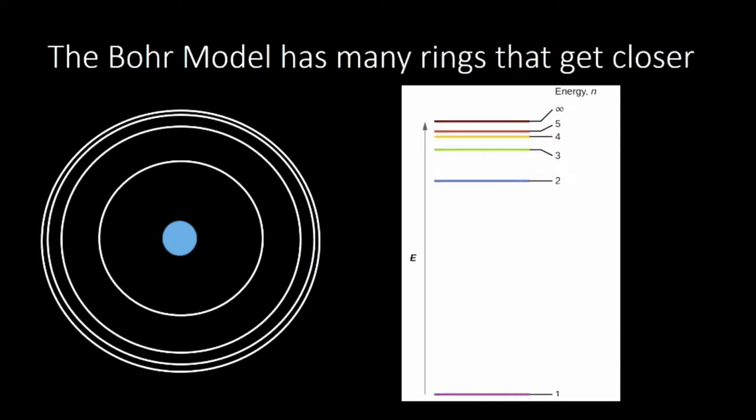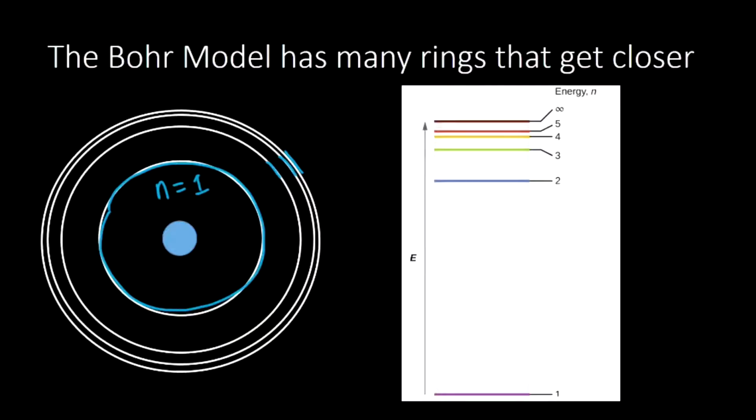Remember that the Bohr model of the atom tells us our electrons are in fixed rings around the nucleus. That's what we see right here. And we give each of those rings a number to name it. So that's the n equals 1 level. Those rings get closer and closer together as we go higher and higher in energy.